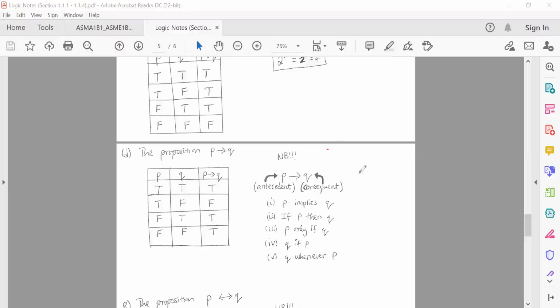Before I go to this side, which is so important, I'm going to first of all explain how we get the truth table. So 2 variables, again, 2 to the power 2 is 4.